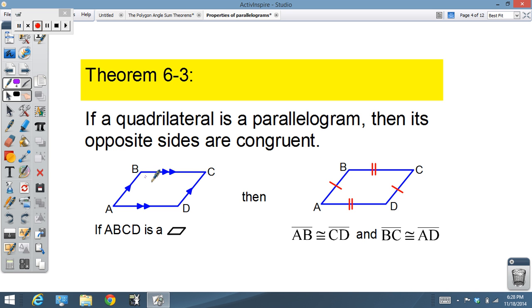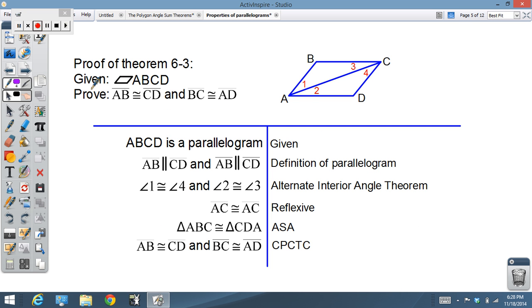So first theorem, interesting property about parallelograms. If it's a parallelogram, opposite sides will be congruent. Plain and simple. If it's a parallelogram, opposite sides have to be congruent. Both pairs of opposite sides will be congruent. Good? Next, just so you don't forget about proofs, I've thrown one in here just to prove how we know that. So if we're given a parallelogram, we're going to prove that the opposite sides are congruent.